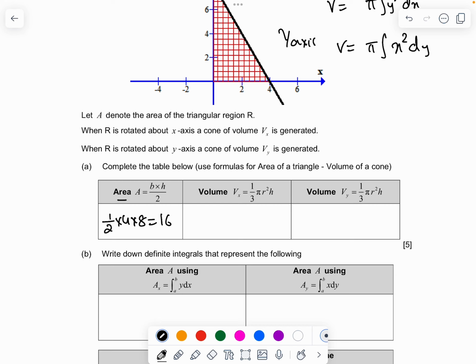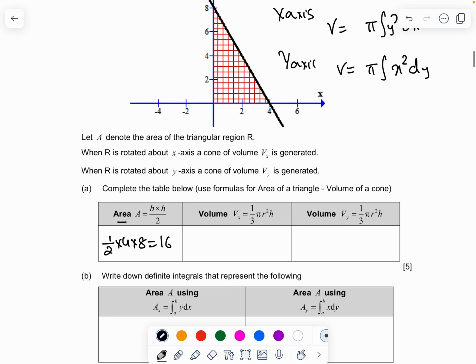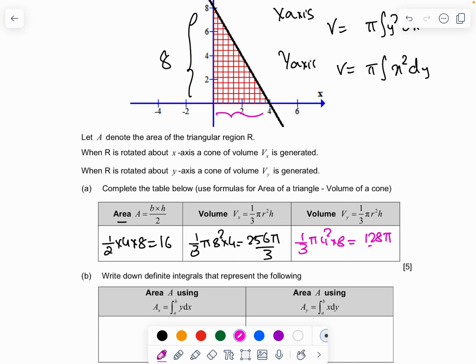Now when this straight line is rotated along the x-axis, it forms a cone. In that case, 8 is going to be the radius. So 1 upon 3 pi r square h, which is 256 pi upon 3. But when it is rotated along the y-axis, 4 is going to be the radius. 1 upon 3 pi 4 square times 8, which is 128 pi upon 3.